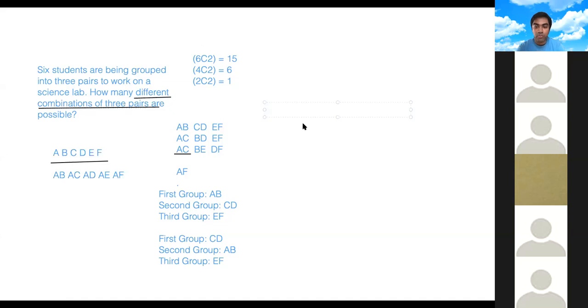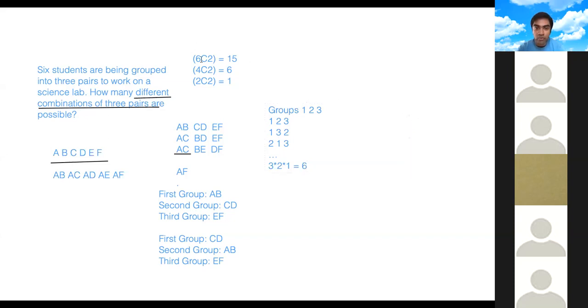So if I have groups 1, 2, and 3, let's say 1 being AB, 2 being CD, 3 being EF, that could be 1, 2, 3, 1, 3, 2, 2, 1, 3, and so on. So there's 3 times 2 times 1, which is 6 orderings of the groups.